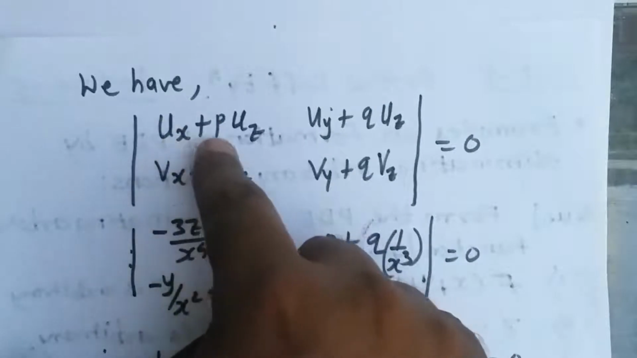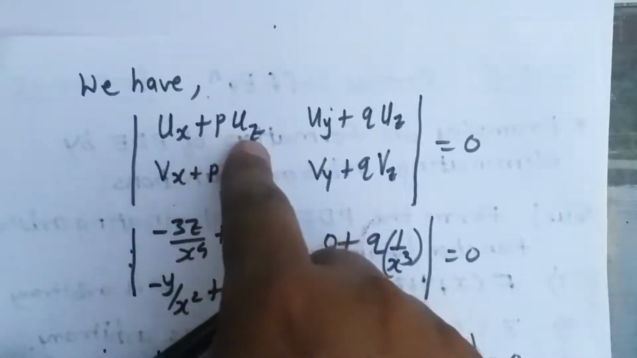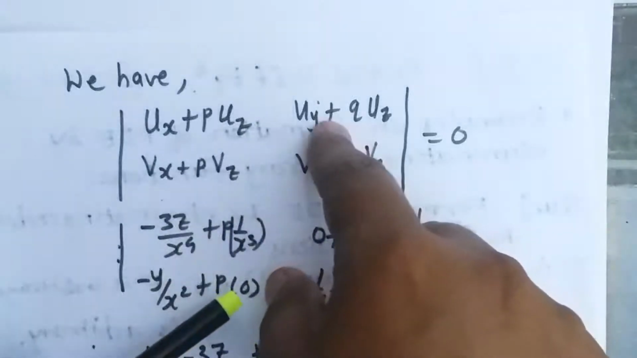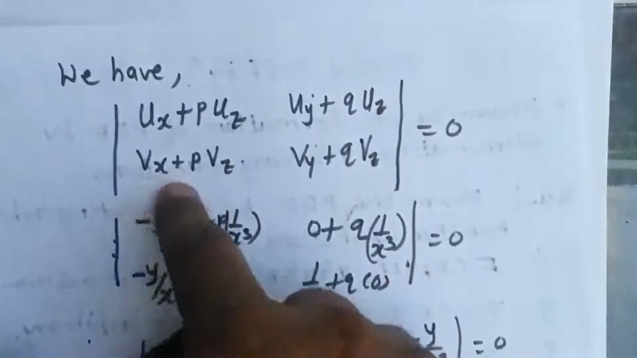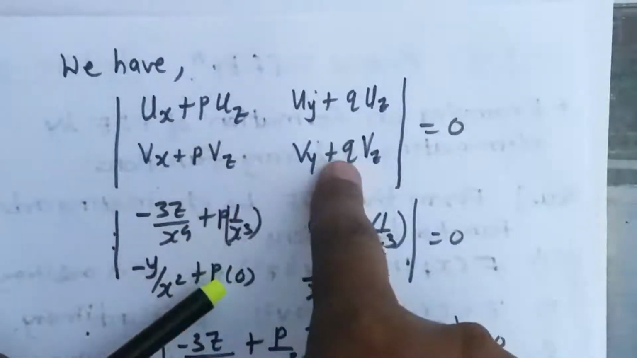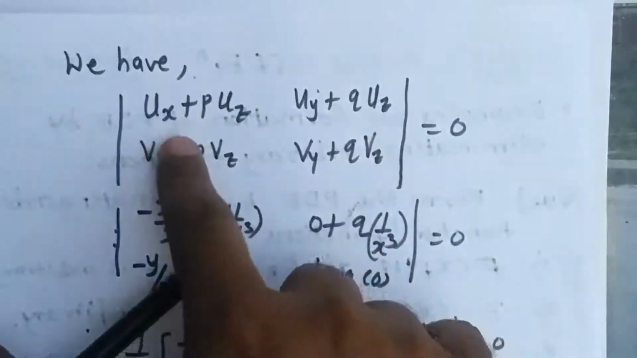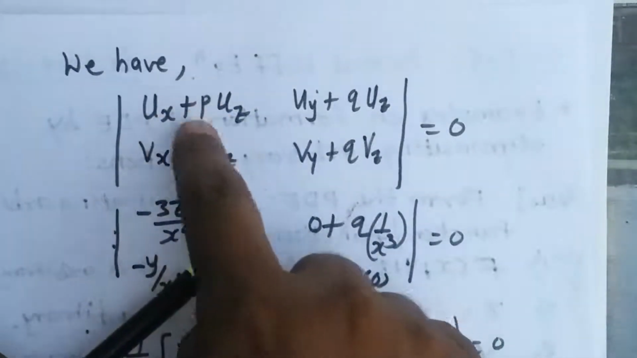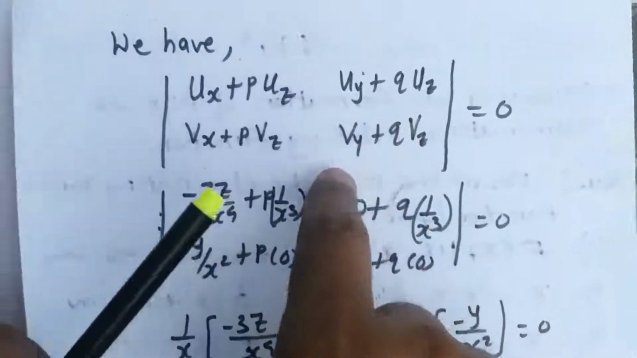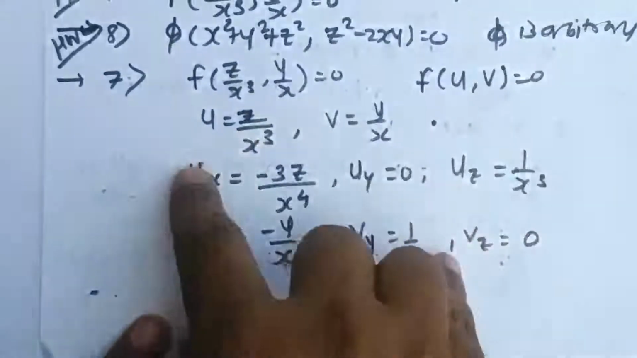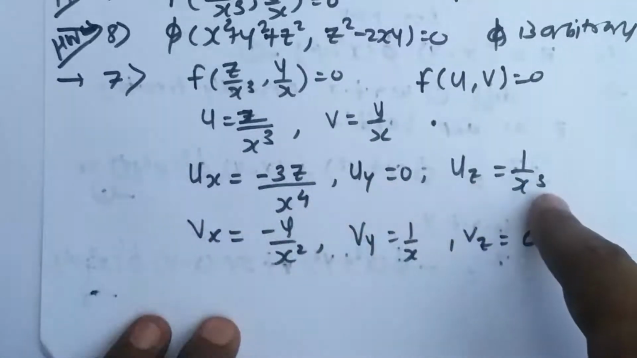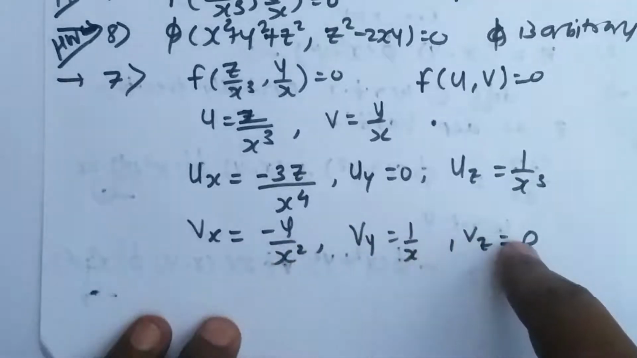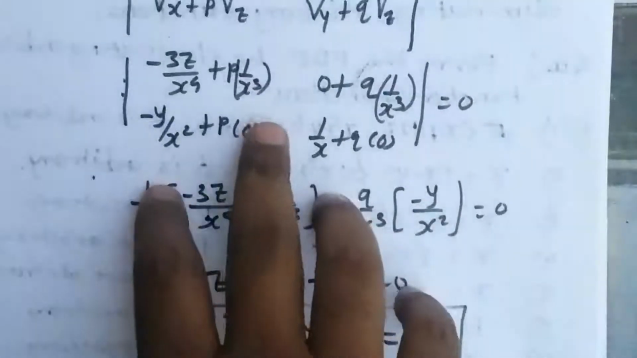Here ux represents del u by del x, plus p times uz, where p represents del z by del x and uz is del u by del z; and uy plus q times uz, where q is del z by del y. Likewise, we have similar derivatives for v in the second row. So in this determinant, we need to find ux, uy, uz, vx, vy, vz, and for that we use the given values of u and v. I have determined the derivatives of u with respect to x, y, z, and of v with respect to x, y, z. When we substitute these in the determinant, we get this type of calculation.